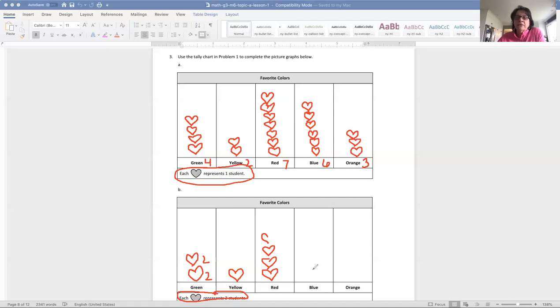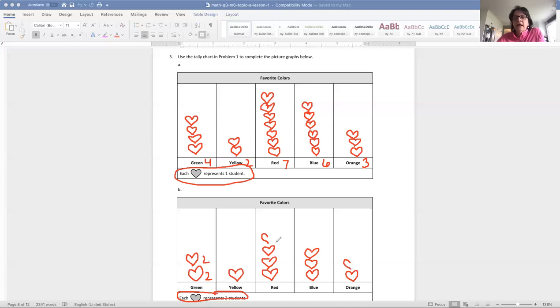Blue had 6 votes. So I'm going to skip count by 2s as I draw my symbols, my hearts. 2, 4, 6. Okay, and last but not least, orange had 3 votes. So again, it's an odd number. So it's going to be a little bit more tricky to represent. That's 2 votes. I want to represent 1 more vote. So again, I'm going to draw half of a heart, and that will be 3 votes.